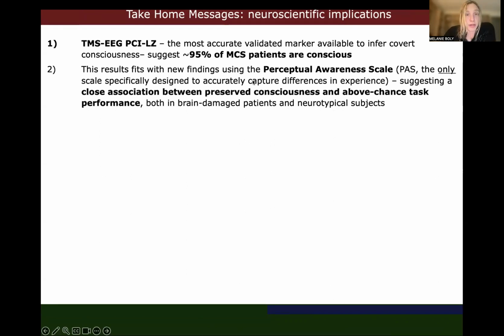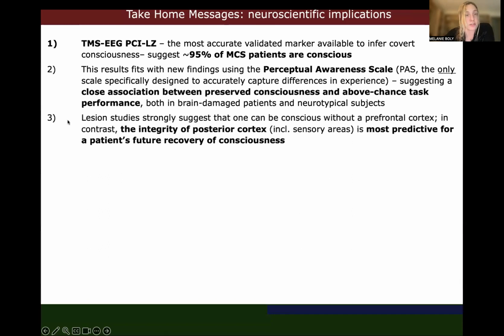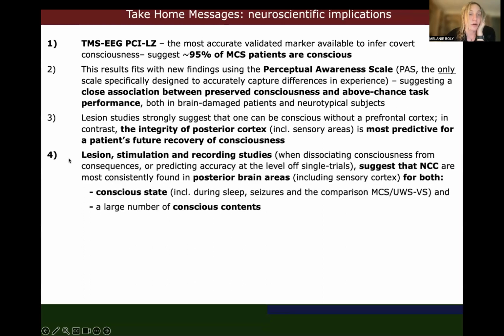This result fits with new findings using the perceptual awareness scale, which is validated by subjective reports to accurately track differences in experience. With that scale, you find a close association between consciousness of the stimuli and above-chance performance. So you don't find this unconscious processing anymore that was prevalent when most researchers were using seen versus unseen scales, for example. Lesion studies, I showed here anoxia, but there are many others, suggest that one can be conscious without a prefrontal cortex, but that the integrity of posterior cortex is most predictive for consciousness and its recovery.